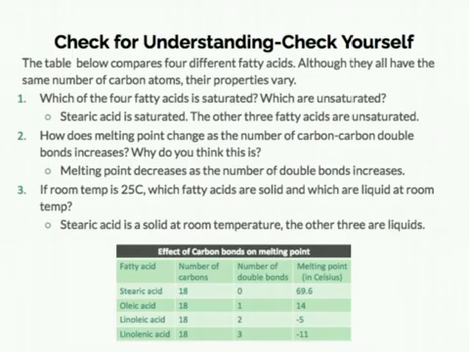Number 2, how does melting point change as the number of carbon-carbon double bonds increase? So melting point decreases as the number of double bonds increases. And we're going to look at the reason why for number 2 on the next slide. Number 3, if room temp is 25 Celsius, which fatty acids are solid and which are liquid at room temp? So stearic acid is solid at room temp and the other 3 are liquids.